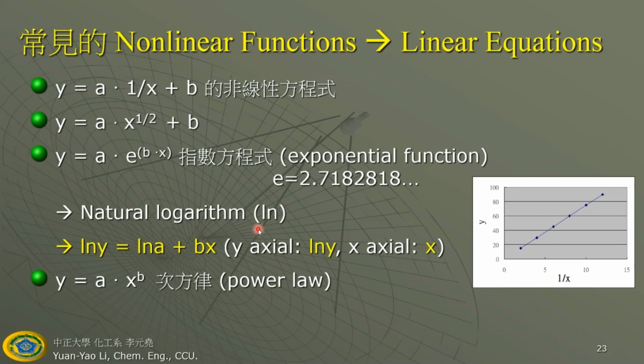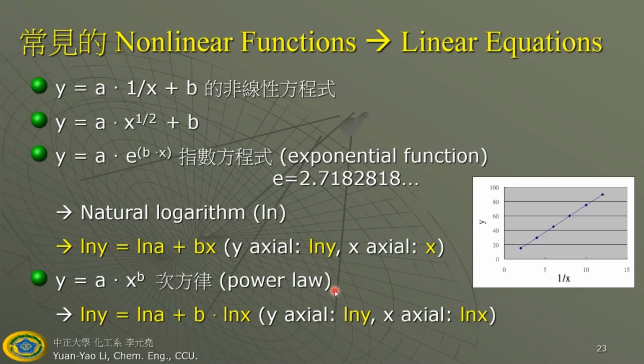Then the next one is the power law. Again, this is y equal to a times x to the power b. For the power law, if you put the natural log on both sides, you have natural log y equal to natural log a plus b times natural log x. So if you have this equation, on the y-axis will be natural log y, and on the x-axis will be natural log x.